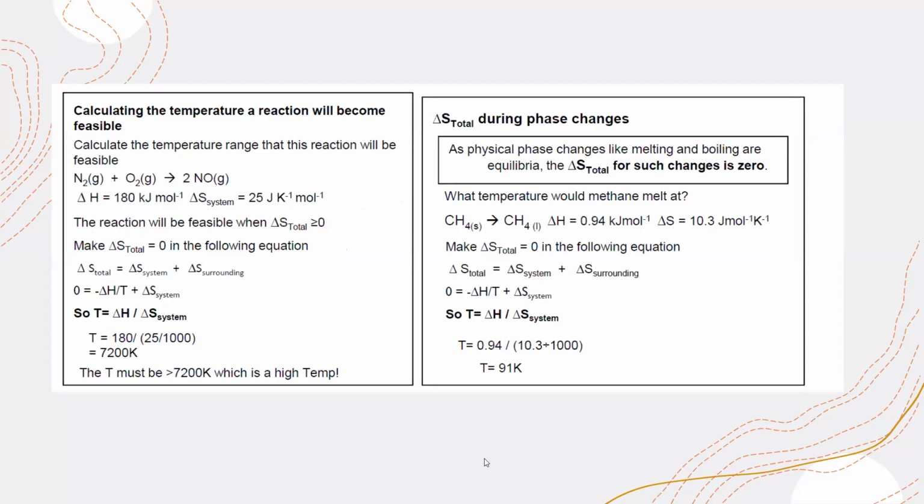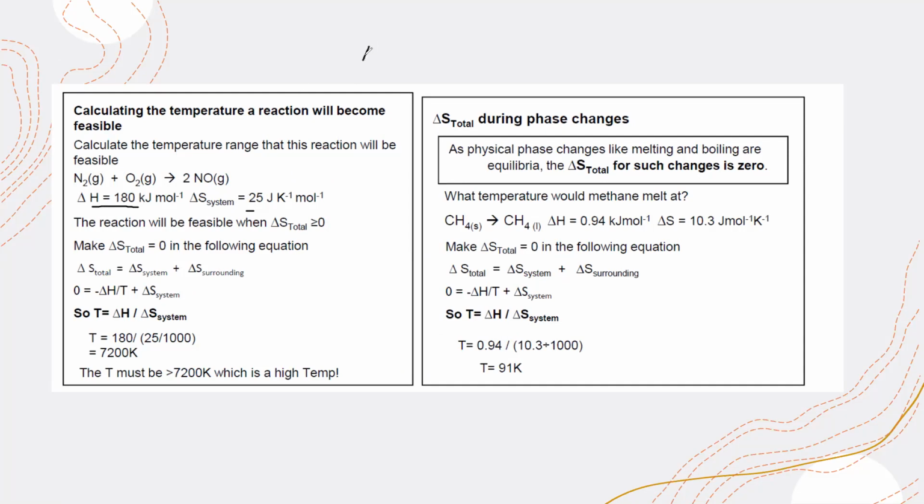So using the total entropy, we can also work out a temperature at which the reaction becomes feasible. For example, calculate a temperature range at which this reaction will be feasible. Nitrogen is reacting with oxygen and forming nitrogen monoxide. The enthalpy change is 180. Then the entropy of the system is 25.